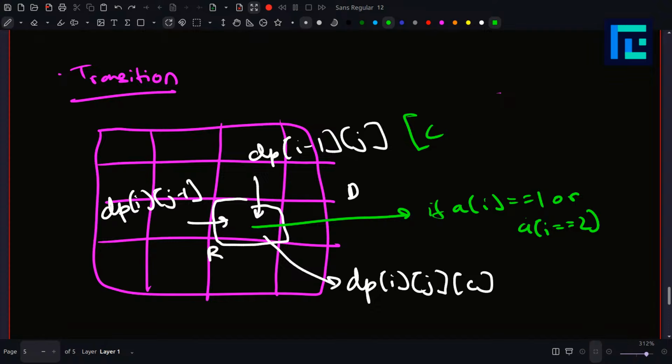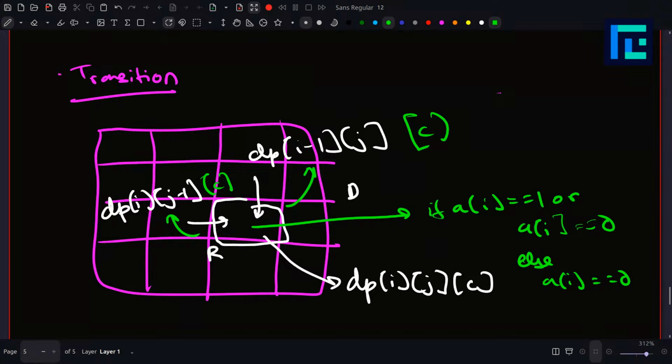Otherwise, we have come directly from c itself. So if a of i is equal to 0, then we can say that this has come from the same cost, the cost has not increased. And in both cases, we need to maximize, so we choose the one with the maximum score. We'll just choose whichever direction gives us the maximum answer.